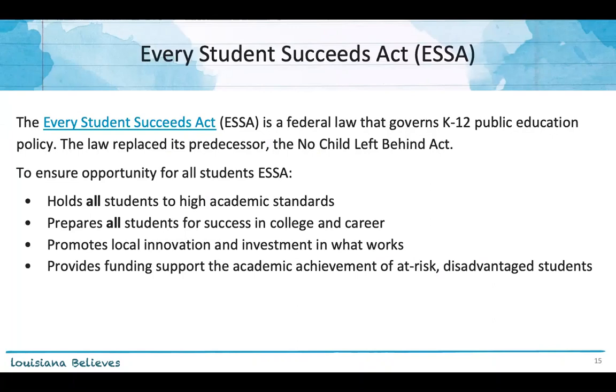The Every Student Succeeds Act is a federal law that governs K-12 public education policy. This law replaced its predecessor, No Child Left Behind. To ensure all students are afforded an educational opportunity, ESSA holds all students to high academic standards, prepares all students for success in college and career, promotes local innovation and investment in evidence-based practices or what works, and provides funding to support the academic achievement of at-risk, disadvantaged students.